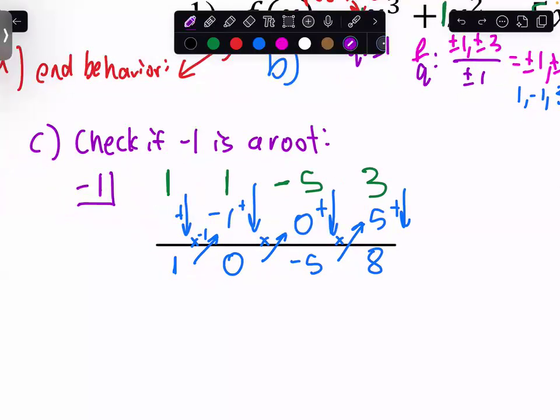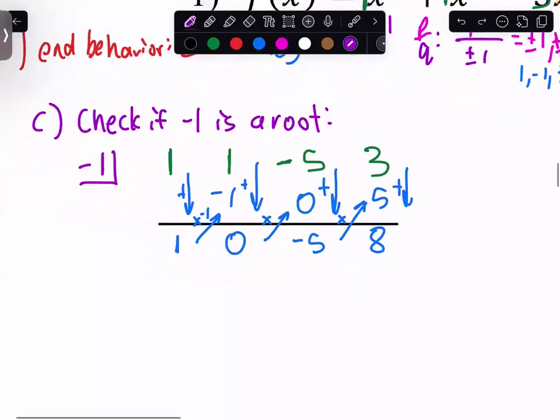Normally you wouldn't need to write this out in words, but since this is our first example, I want to make sure I explain what we're doing. Since there is a remainder, the 8 is a remainder.